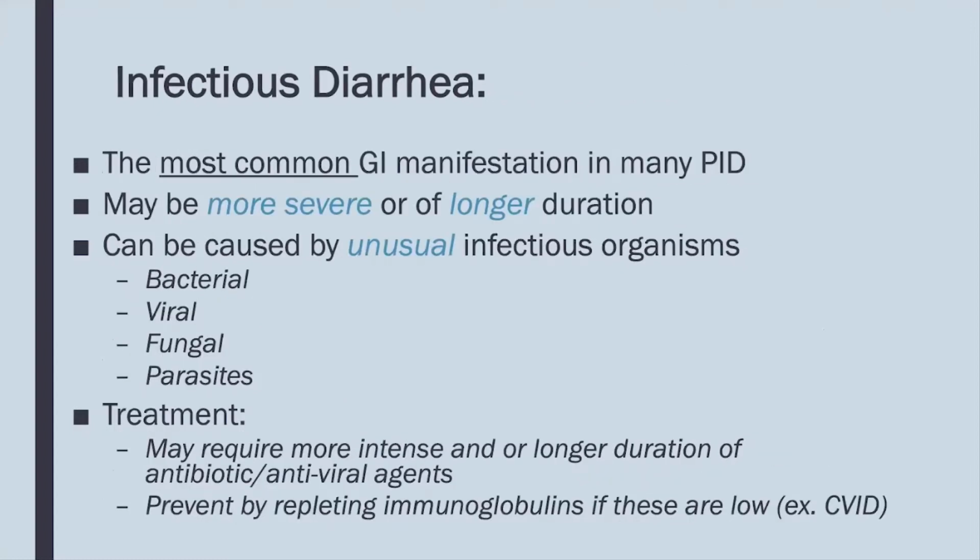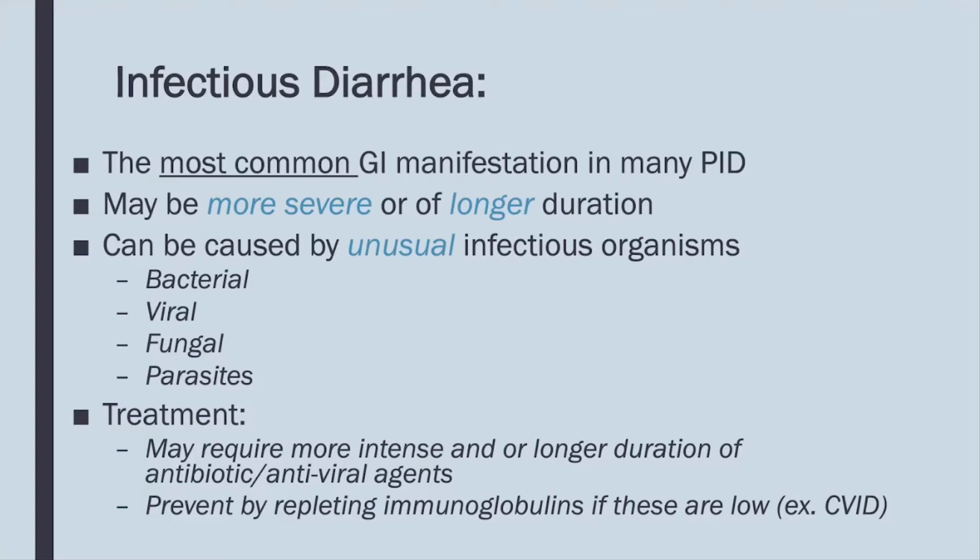Let's start with one of the most common GI manifestations seen in patients with primary immune deficiencies. This is infectious diarrhea. So infectious diarrheas, or diarrhea from an infection, either bacteria, virus, or a fungus, tend to be more severe and last a longer duration than they would in an otherwise healthy person. They can also be caused by unusual infections that normally would not infect somebody with a healthy immune system. And like I mentioned before, these can be from bacteria, viruses, fungi, or even parasites.